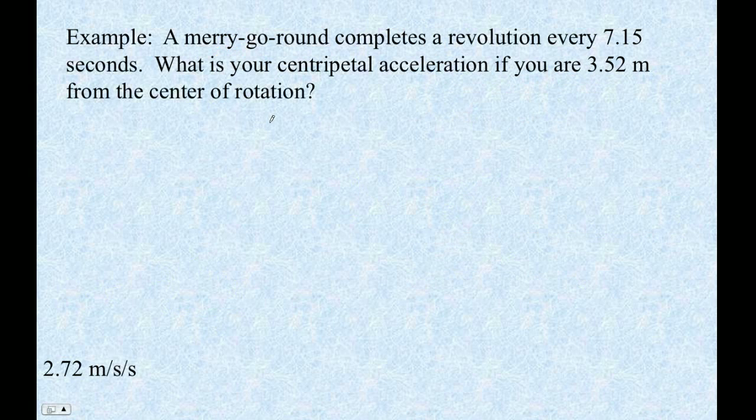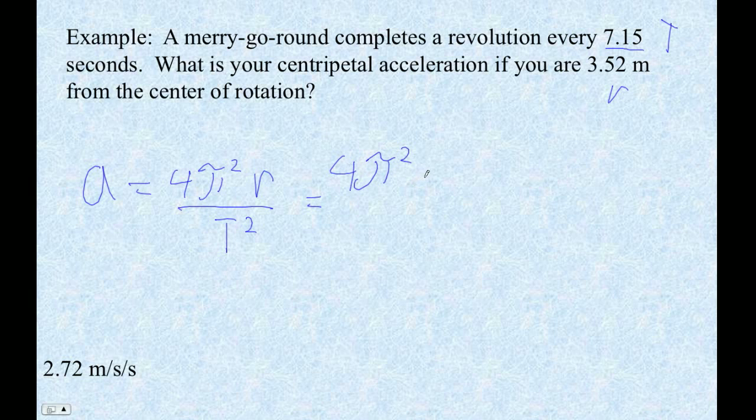Okay, so let me just do an example of this one, right? A merry-go-round completes a revolution every 7.15 seconds. That's our period, right? This is our radius, so let's use our formula. a is 4 pi squared r over T squared, right? So that's 4 pi squared. And then our radius is 3.52, right? And that's meters. And then this is 7.15 seconds, right?